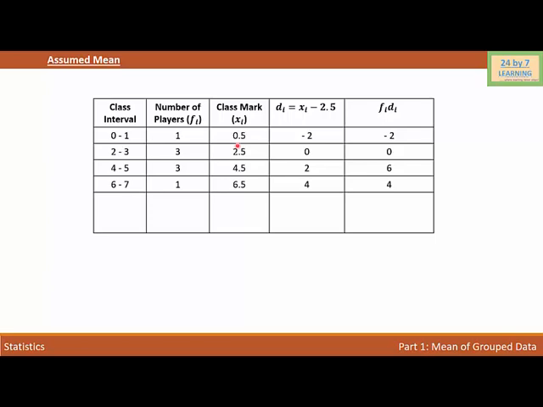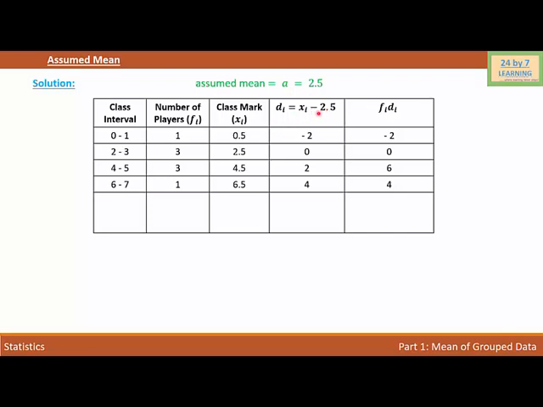So the first thing that we need to do is find the assumed mean from the class mark, which is basically xi. As you can see, we can consider two means over here, either 2.5 or 4.5. I'm going to consider my assumed mean as 2.5. So I will write assumed mean A is equal to 2.5. Now let's pay attention to the fourth column, which is di equal to xi minus 2.5, and this 2.5 is basically my assumed mean.